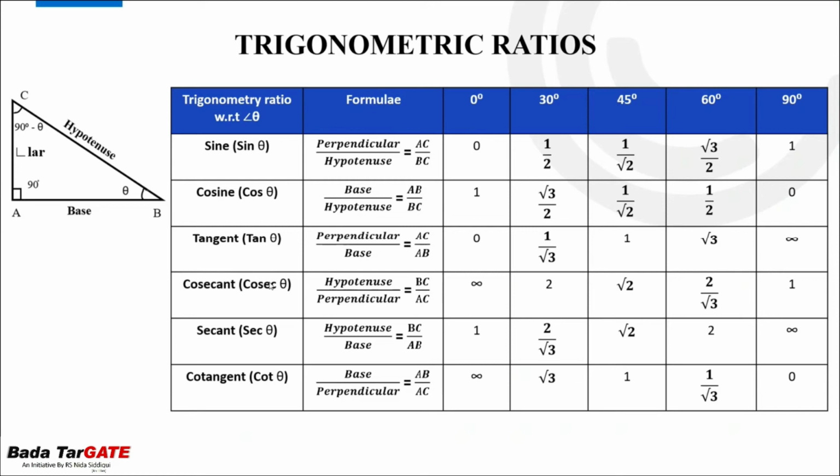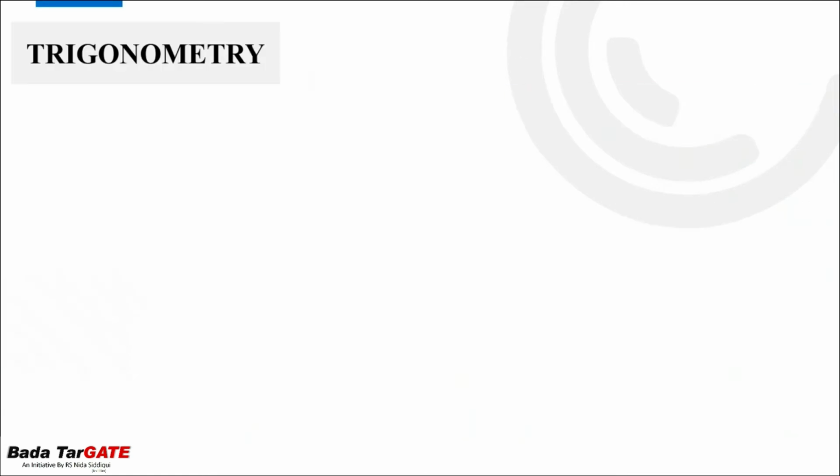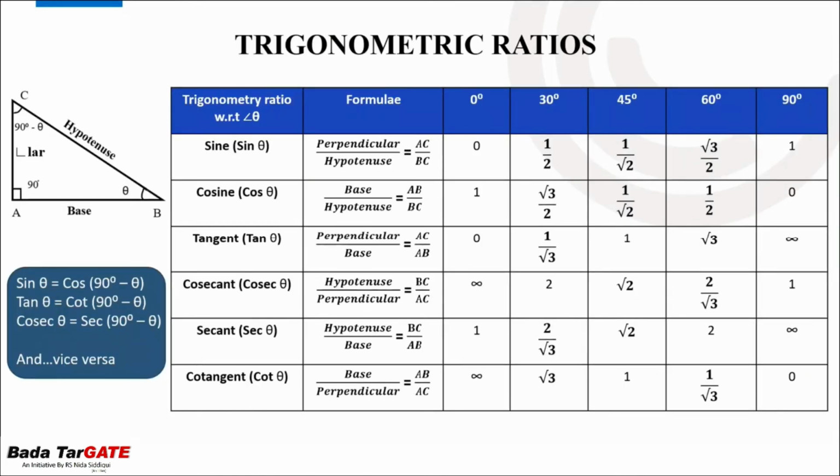Similarly, cosec means inverse of sine, sec means inverse of cos, and cot, which is the cotangent, is the inverse of tan. You must have gone through all these values and I hope you remember the properties of trigonometry, that is like sine theta is equal to cos 90 minus theta, tan is equal to cot 90 minus theta, cosec theta is equal to sec 90 minus theta and vice versa.